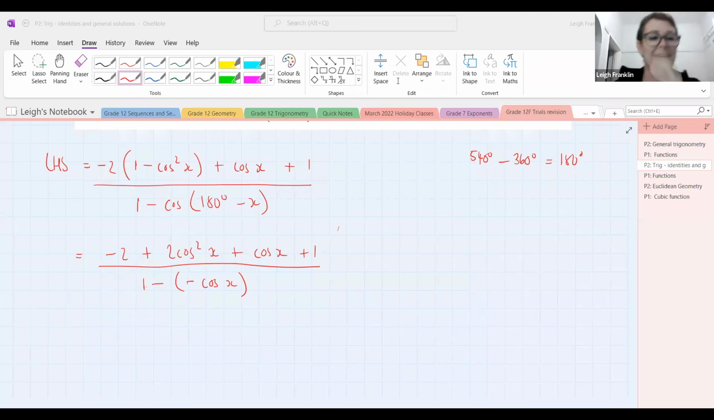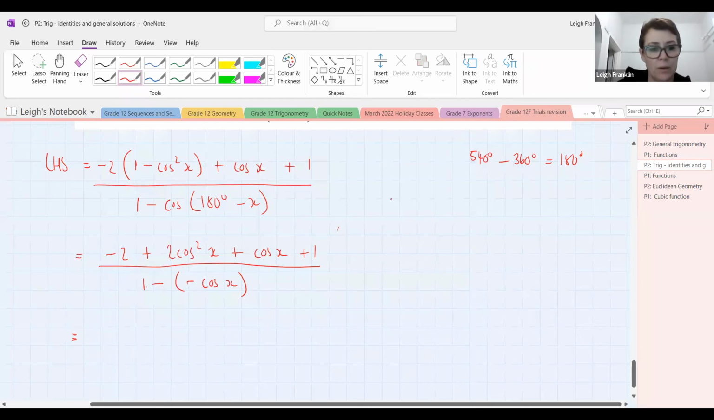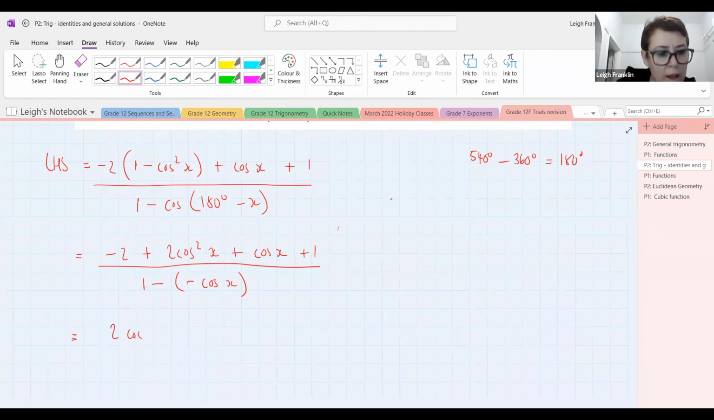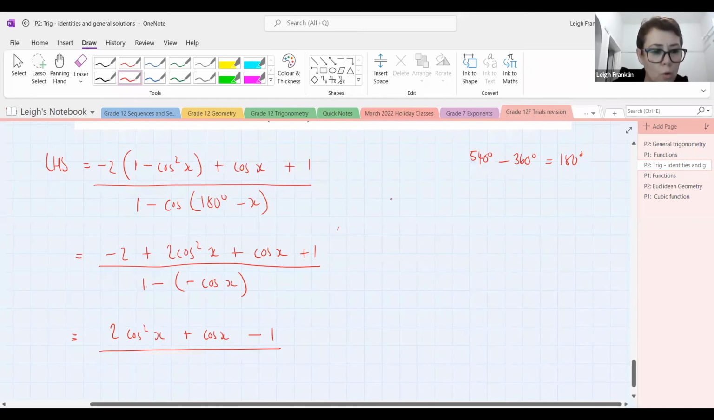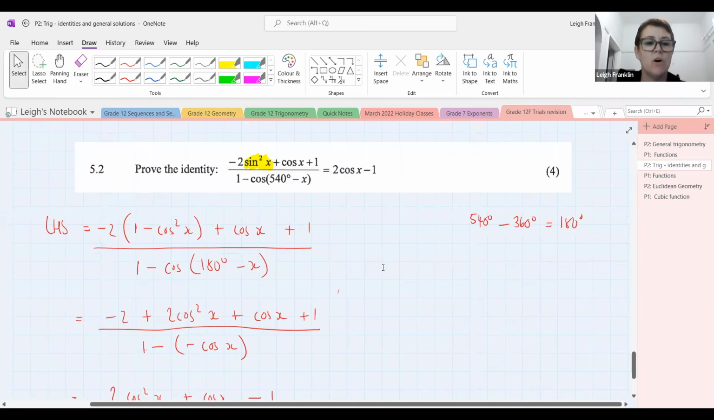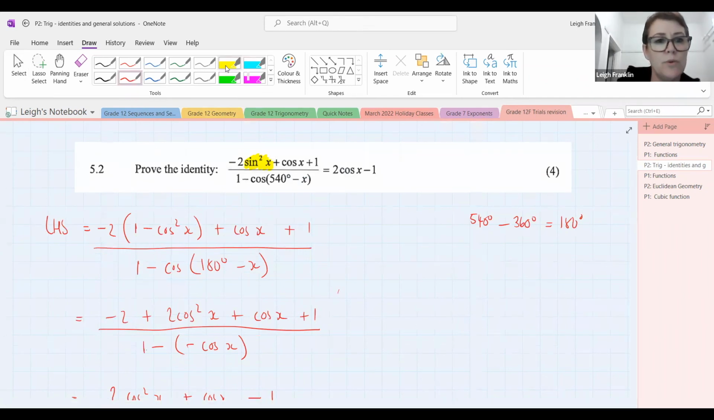Okay, so what's going on at the top here, Nick? What have we got? We've got our squared term first, so 2 cos squared x. We'll put cos x in the middle. Minus 2 plus 1 means we've now got minus 1. At the bottom, we've got 1 plus cos x. So again, can you see, guys, how it's a case of applying an identity? That's what we were doing over here. We applied an identity.